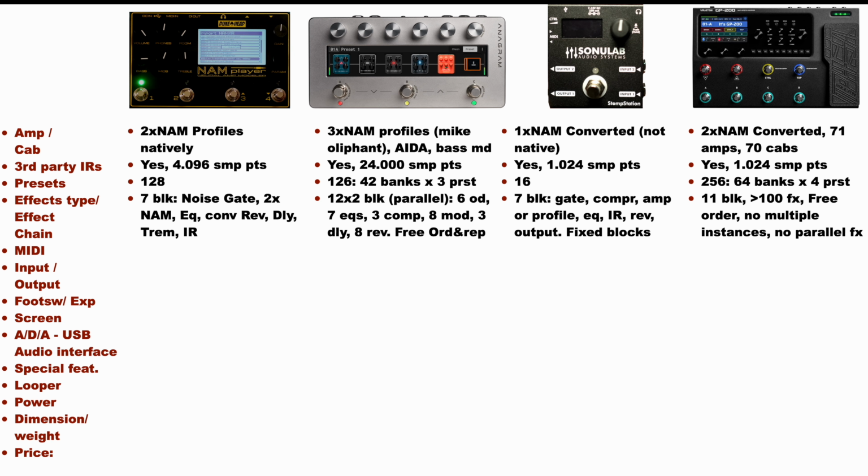The NAM player is pretty straightforward. We have basically our NAM profiles, a noise gate, an EQ, a convolution reverb and a delay. The chain is fixed, I mean we cannot change the order of the effects or replicate many times the same effect.